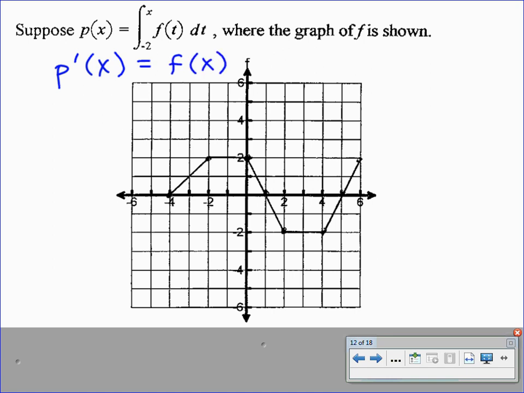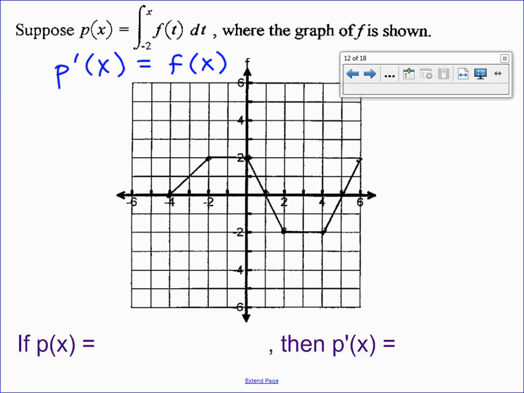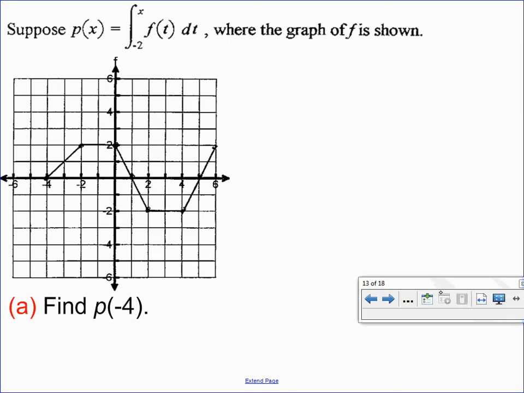All right, let's go ahead and answer some questions using that information. If p is given by the integral from a constant to x of f of t with respect to t, then p prime of x is f of x. Absolutely. So p prime of x is f of x, which means we're looking at a picture of p's derivative. Here's my f. So we're looking at the function p's derivative.